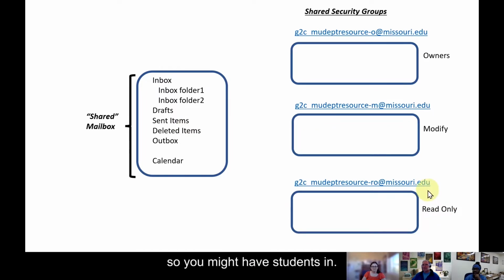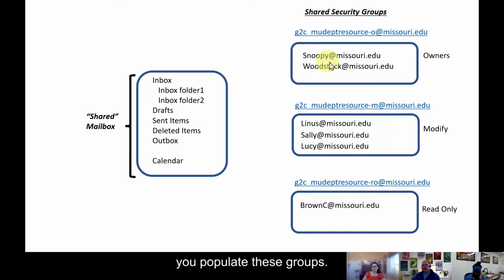So you might have students or maybe people that all they want to do is read the information from this mailbox. And the owners, of course, will be able to see all of this mailbox, and they can add people to these different groups. What we'll do is help you populate these groups. In this example, Snoopy and Woodstock are owners, Linus, Sally, and Lucy are modifiers, and poor Charlie Brown, of course, he always gets the tail end of it, so he's read-only.